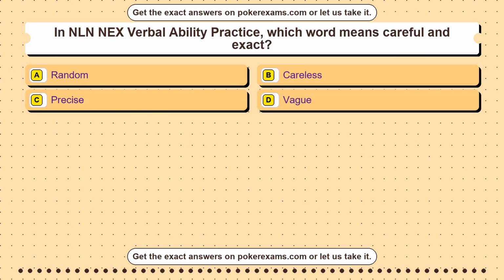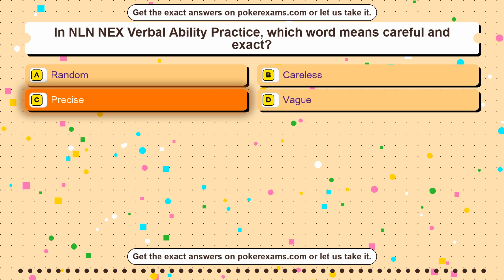Question 23. In GED statistics practice, which formula finds the area of a rectangle? Option A base times height divided by 2. Option B pi r superscript 2. Option C length times width. Option D 2 times length plus width. The correct answer is option C.